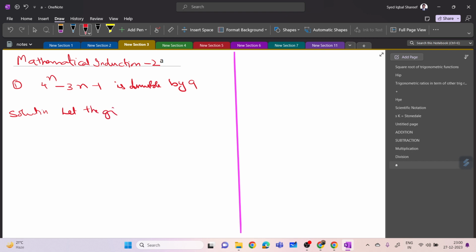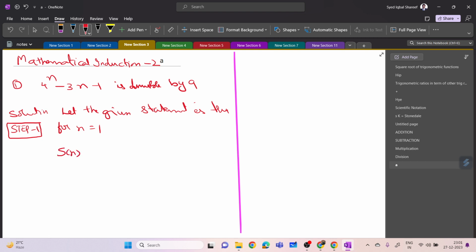Let the given statement be true for n equal to 1. This is our step number 1, same as the previous one. The series is there; now we are doing the divisibility test.